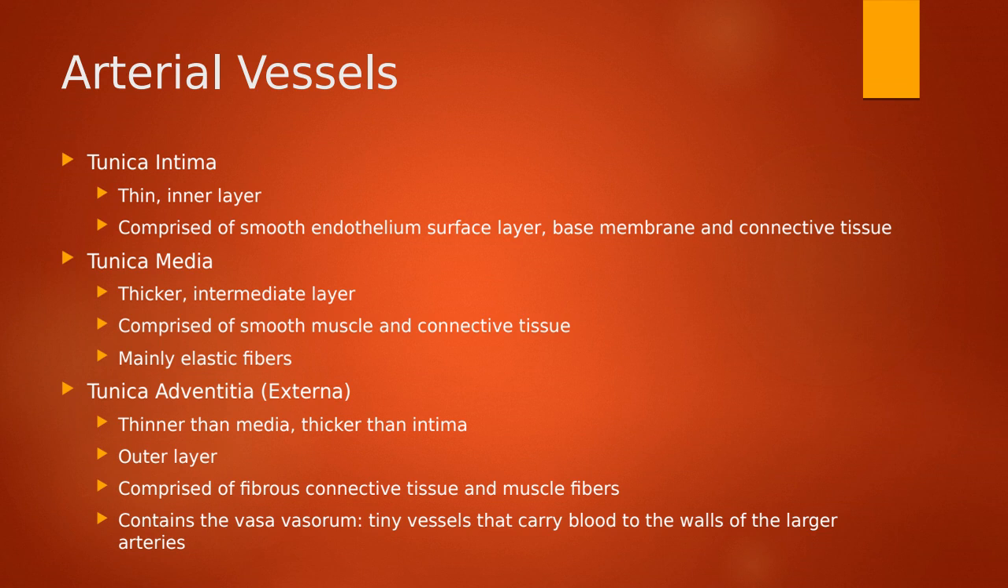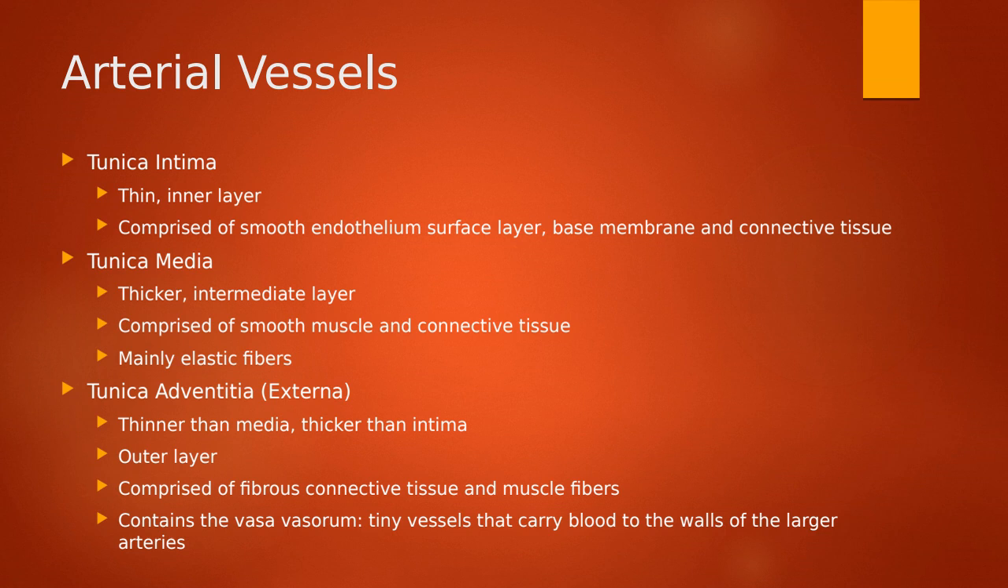Our intima, that's going to be that inner layer, smooth endothelial cells making up that innermost layer of this wall. Tunica media, that's going to be our thicker middle layer. This is made up of really thick elastic fibers. So this is going to be a very muscular layer. This is something that is responsible for the propulsion of the cardiac pulse.